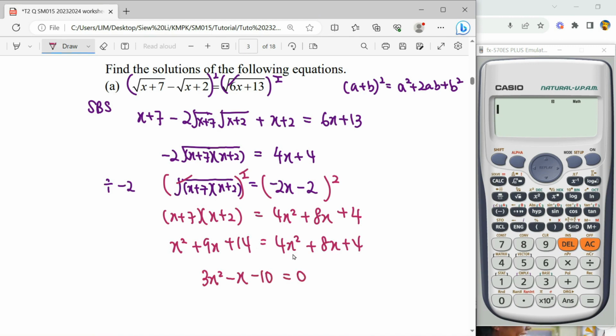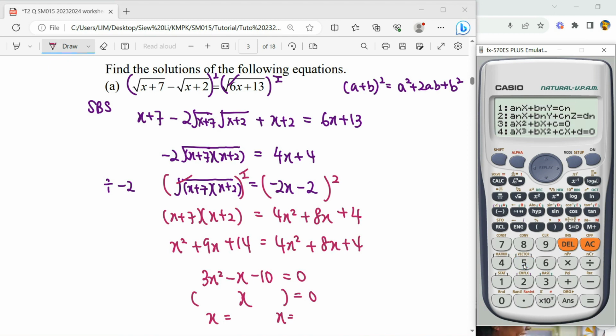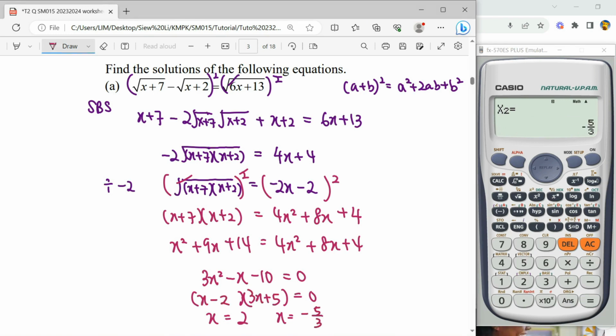equals to 0. Then we can use our calculator to help us factorize to find out what is our x here. So take our equation, pick quadratic. So our a is 3, b is negative 1, c is negative 10. So we have 2 and negative 5 over 3. So as we factorize it, it will be 3x plus 5 and x minus 2.